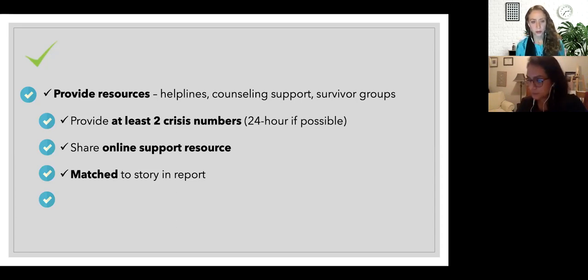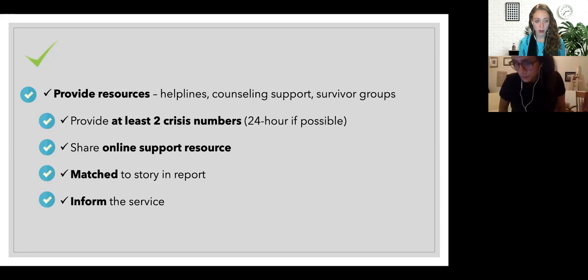Also try to inform the service if you're including their details in a published report, so that they might be able to prepare to respond to more contacts that they might have.